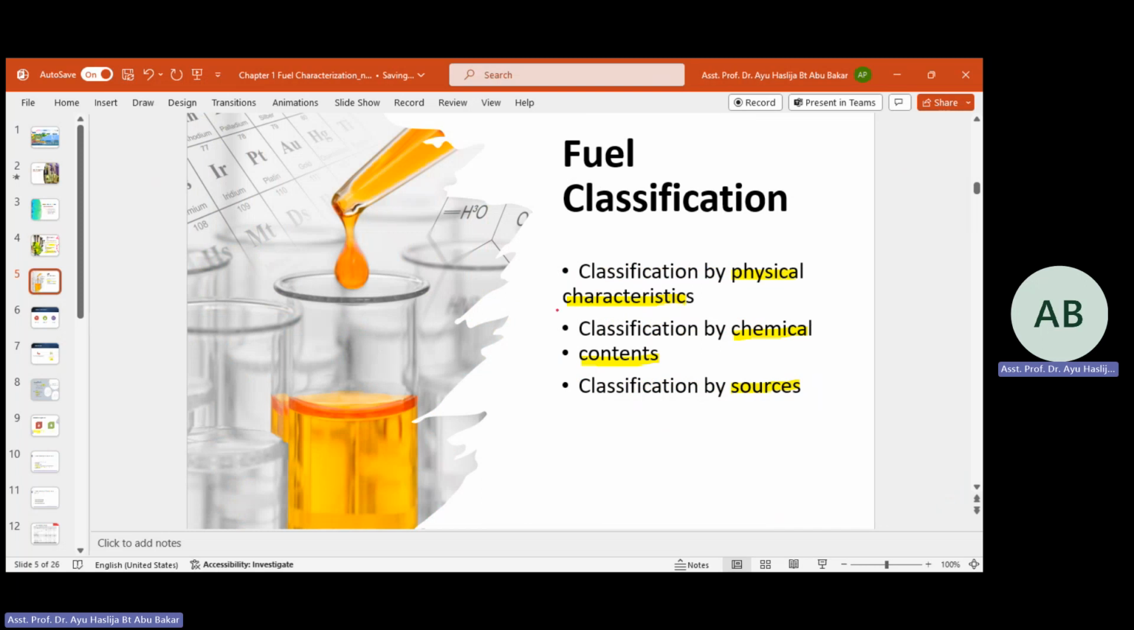Okay, so to classify the fuel by physical, chemical, and also by its sources. Physical characteristic here means macam dia punya flash point, and then flame point. Okay, chemical contents tu macam composition dia lah, CHO.